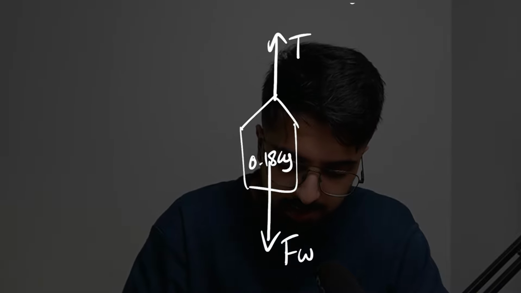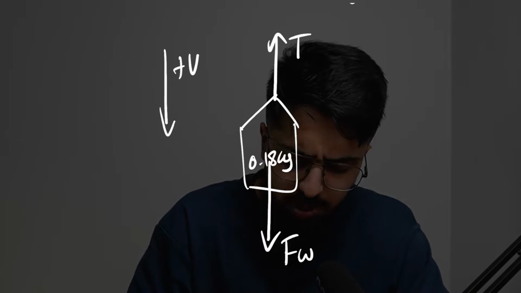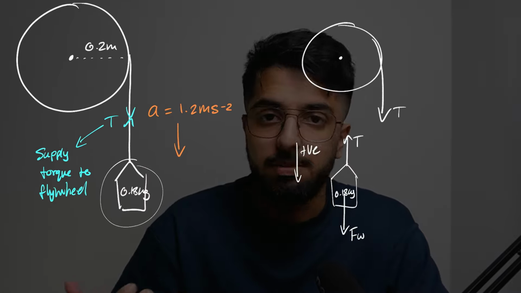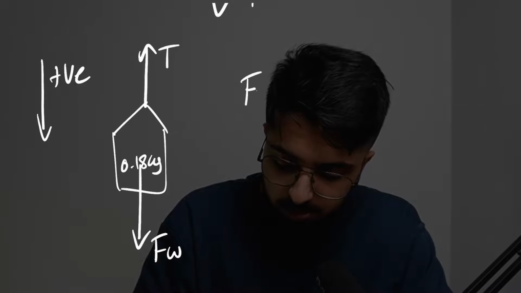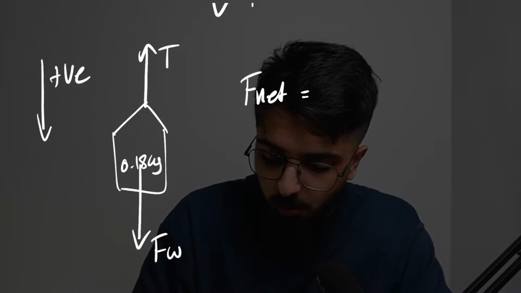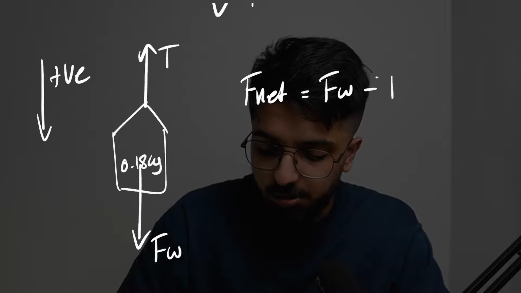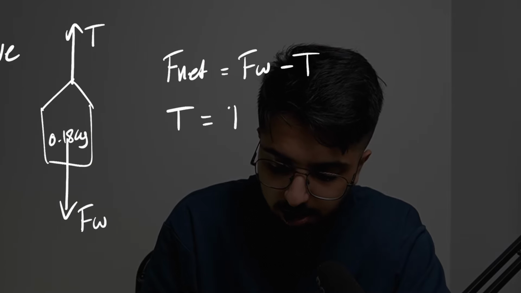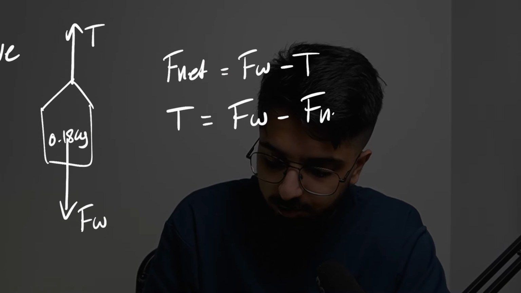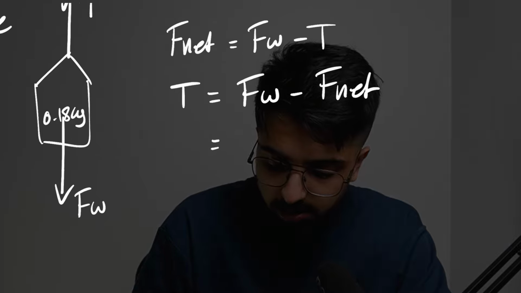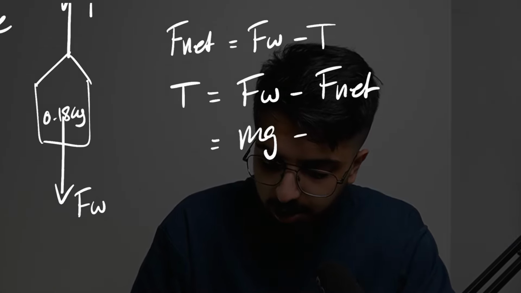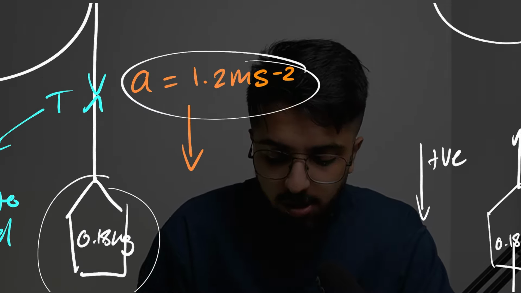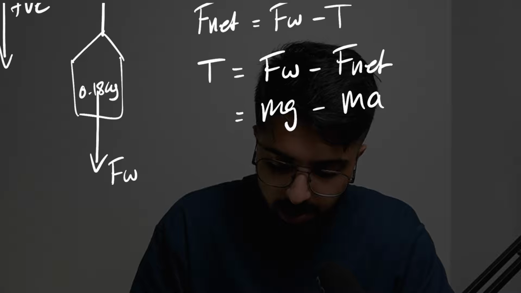And let's say we take down as positive, right? The reason why we would do that is because the whole system is moving downwards, so we take down as positive to make our life easier. And so our net force is going to be our weight force minus our tension force. Now, rearranging for our tension, we get tension is equal to our weight force minus our net force. Now we know our weight force is equal to mg, minus our net force, which we can say is ma, and this a value is our acceleration of 1.2 meters per second squared, and that's equal to our tension.